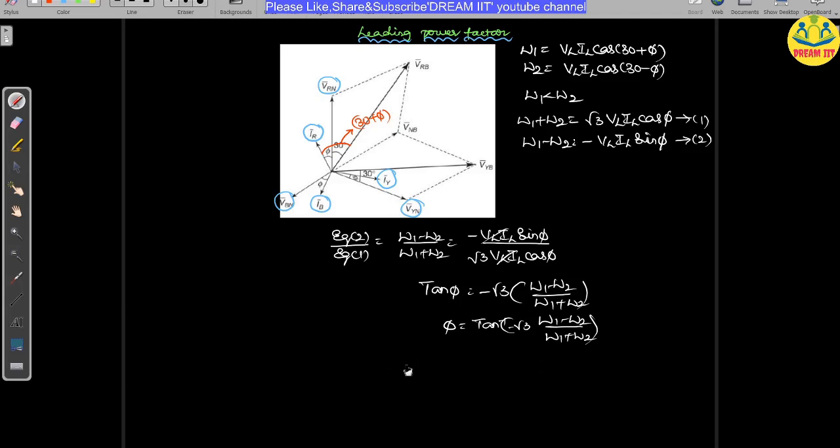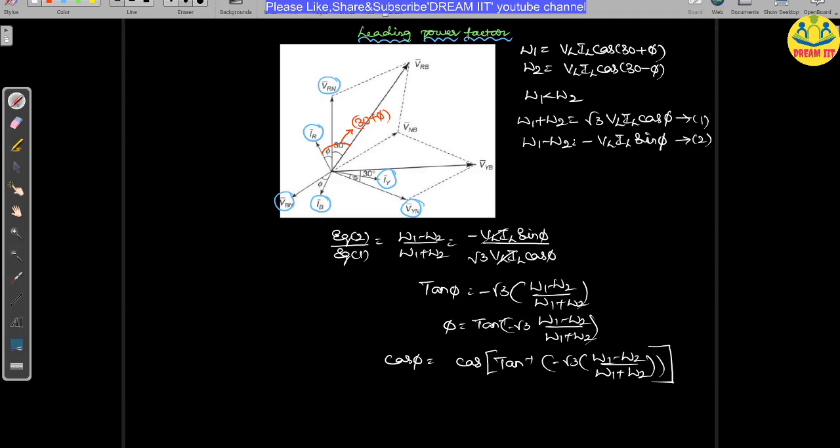Then the cos phi value, as you already know, is cos of phi is equal to cos of tan inverse of minus root 3 into W1 minus W2 divided by W1 plus W2. So this is what you are going to take, and that is the power factor. So this is the power measurement. You will get the real power and reactive power in both cases, whether the load is leading or lagging.